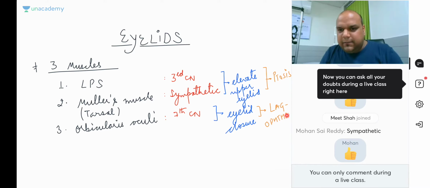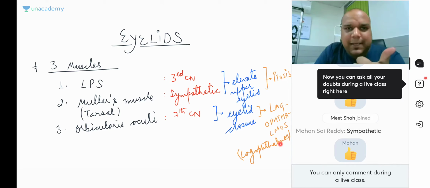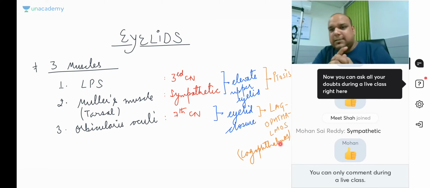I'll just write it in a clear way. It will lead to lag ophthalmos. I hope I'm very clear. Lag ophthalmos means inability to close the eyelids. The muscles, the nerve supplies, the actions, and based on the actions, what will the clinical feature be on paralysis? Please remember LPS and Mueller's muscle. LPS is supplied by the third nerve, which is parasympathetic, but Mueller's muscle is supplied by sympathetic. That is why in cases of Horner syndrome, ptosis occurs, but not due to paralysis of LPS, due to paralysis of Mueller's muscle. I hope you will remember this.